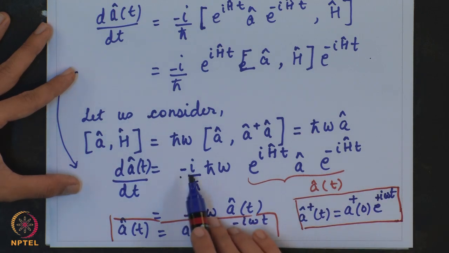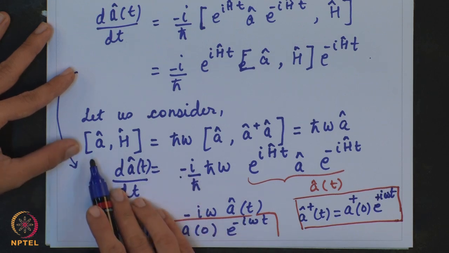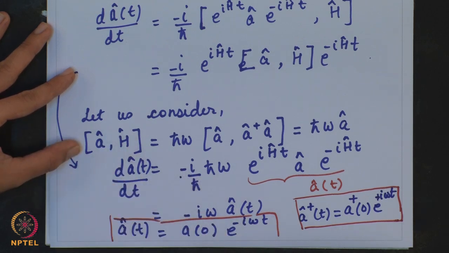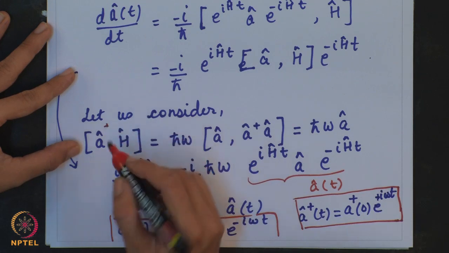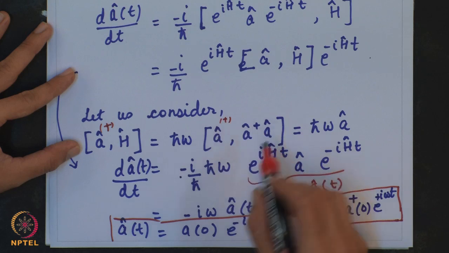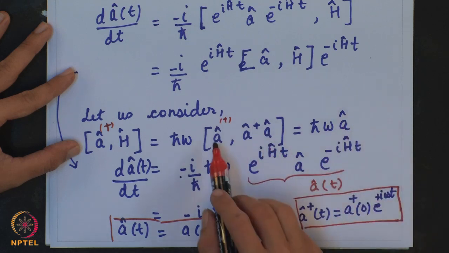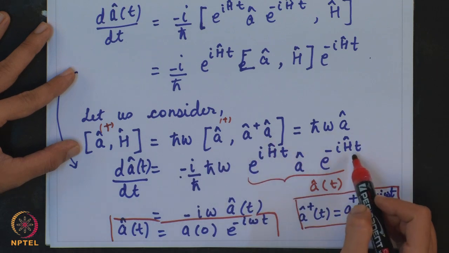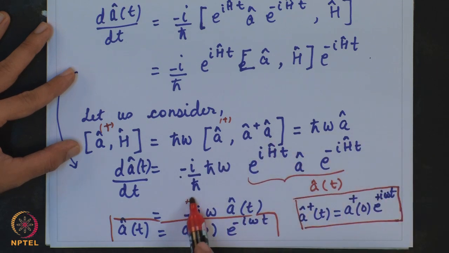Here there will be a change in sign because there will be a dagger. Remember, I will write this in red, so that this becomes A dagger. Okay. So, I will have A dagger here, and then A dagger will come out, and I will have the commutator of A dagger and A, which is minus 1. So, I will have a plus sign here. Okay. So, hence this result.